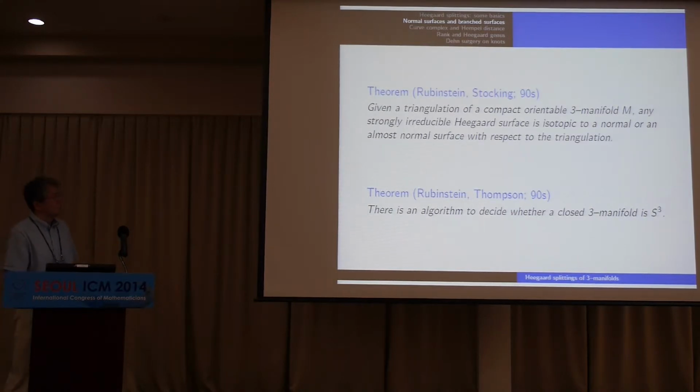Rubinstein and Thompson gave an algorithm to decide whether or not a three-manifold is L3. So basically, if you give me a triangulation of a three-manifold, then this algorithm can tell you whether your manifold is L3 or not.